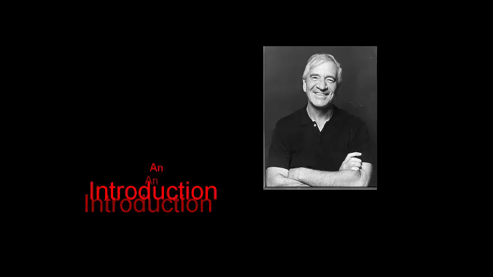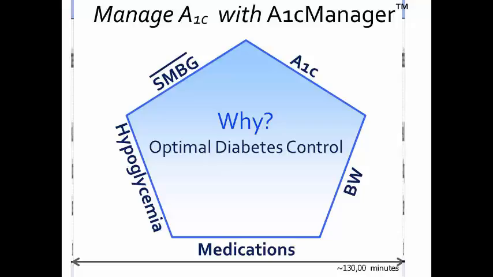Let me talk a little bit about A1cManager and optimal diabetes control. Optimal diabetes control is a situation where 5 different elements come together. These 5 are like a pentagon.